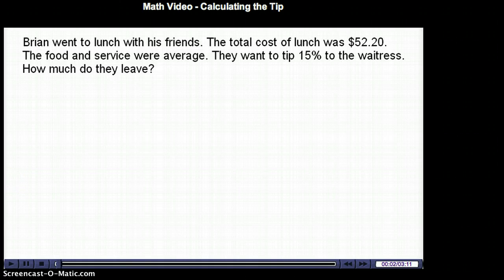Brian went to lunch with his friends. The total cost of lunch was $52.20. The food and service were average. They want to tip 15% to the waitress. How much do they leave?